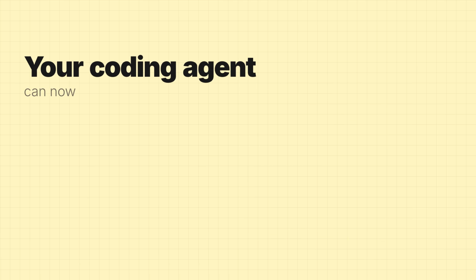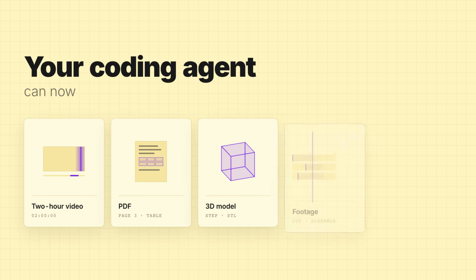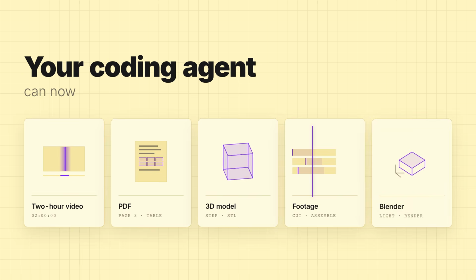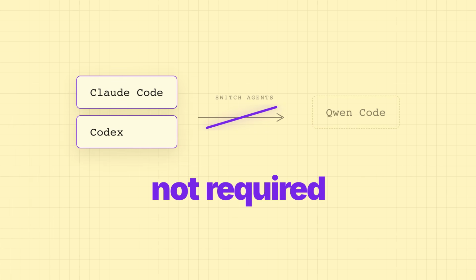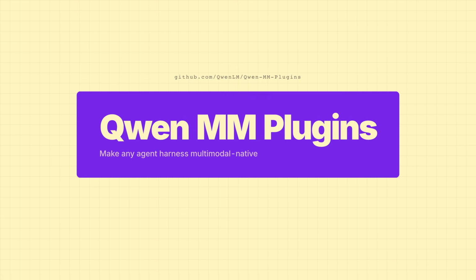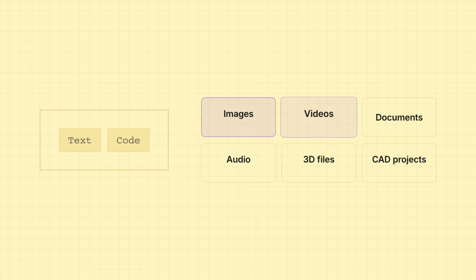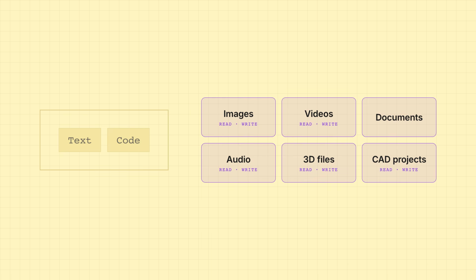Your coding agent can now watch a 2-hour video, understand a PDF, inspect the 3D model, edit footage, and even work inside Blender. And you do not need to abandon Claude Code or Codex to use it. Qwen has released MM Plugins, an open-source collection of skills and tools that can turn popular AI agents into multimodal agents. That means your agent is no longer limited to text and code. It can read images, videos, documents, audio, 3D files, and CAD projects, and in some cases, change or create them.